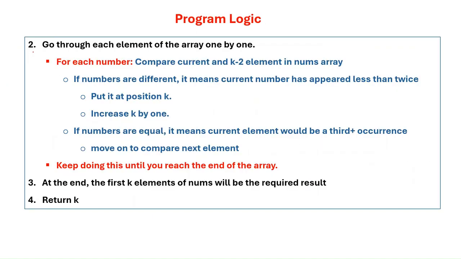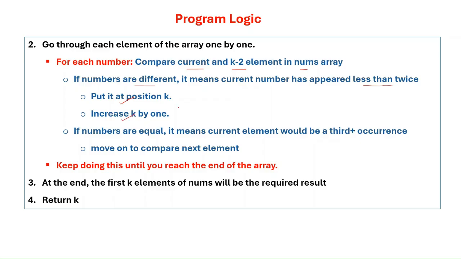onward. Step 2, we will go through each element of the array one by one. And for each number, we will compare current element and k minus 2 element in nums array. If current and k minus 2 element are different, it means current number has appeared less than twice and it is a valid number. So we should store it. We will put it at position k and increase k by 1.